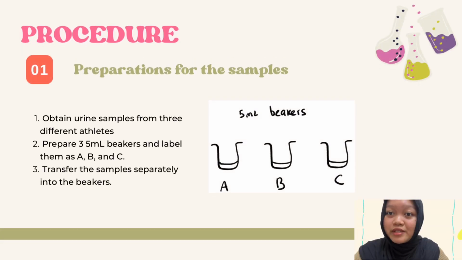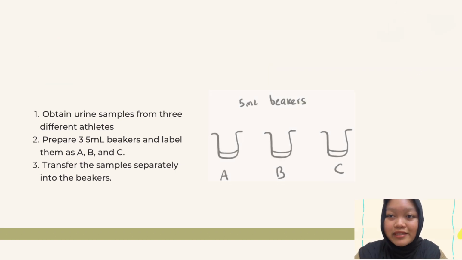Moving on to the procedure, we will first look at the preparation for the samples. Firstly, we will need to obtain the urine samples from 3 different athletes, and then 3 5 ml beakers are prepared and we label them as A, B, and C. Then, transfer the samples separately into the 3 beakers.